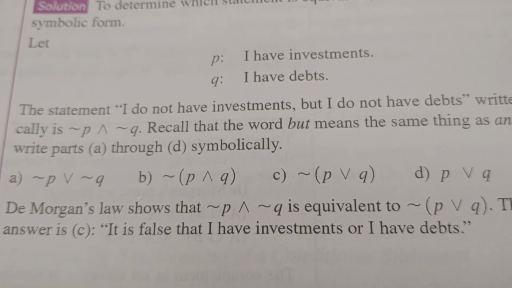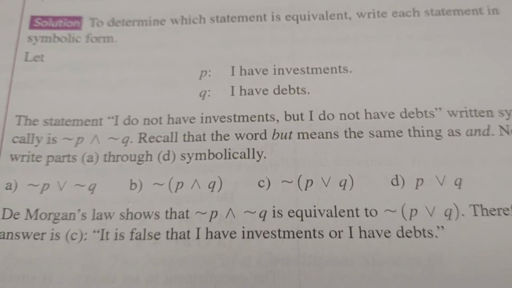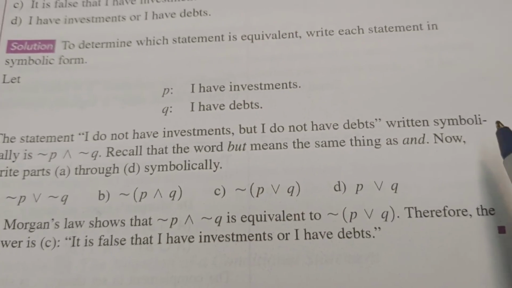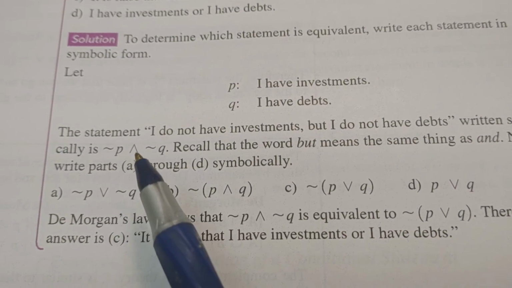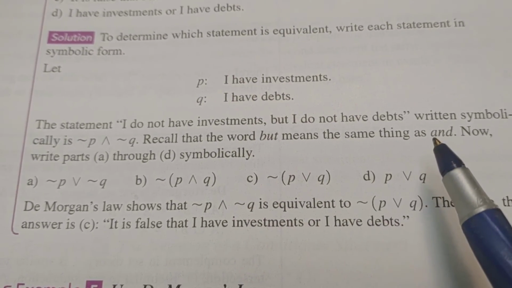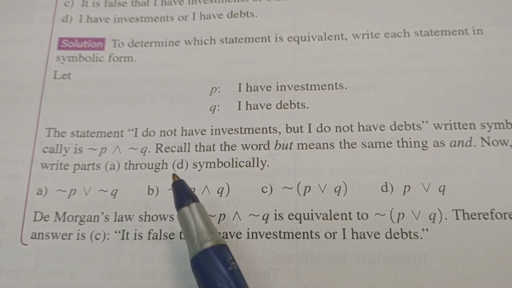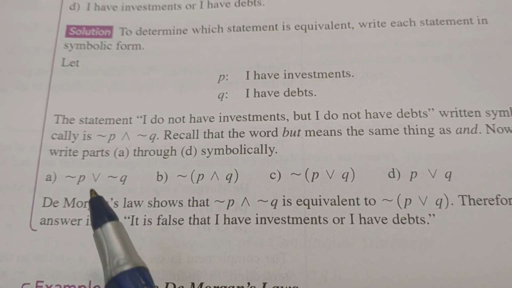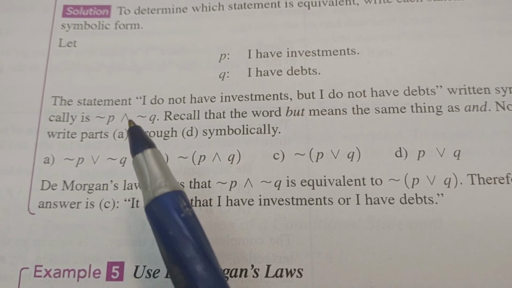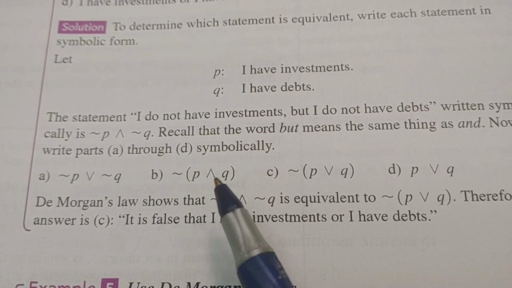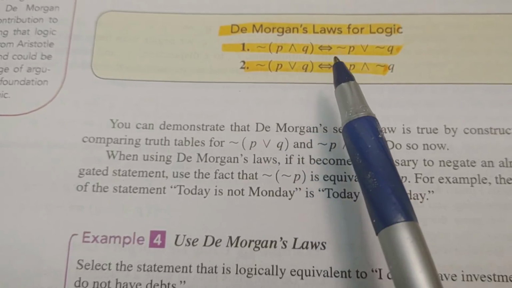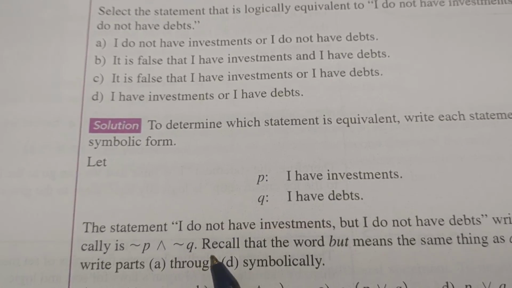So what happens here is, if we look at these, the statement I do not have investments, but I do have debts, written symbolically, is negated P and Q. Recall that the word but means the same thing as and. Now, write parts A through D. So we have negated P or negated Q, which is not the equivalent. So let's go back up here. With us having negated P and Q, it should be equal to negated P and Q or.